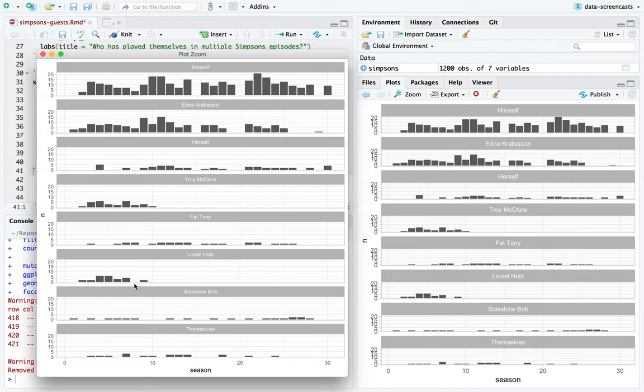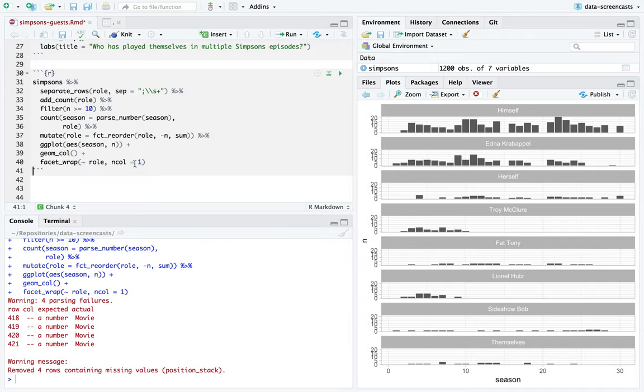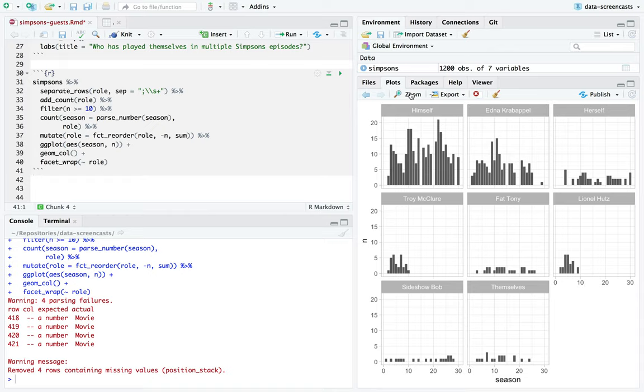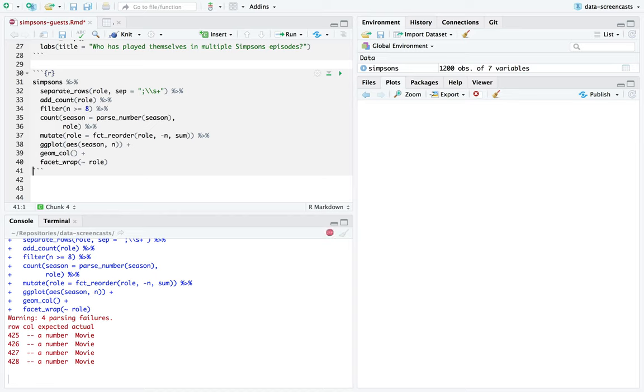Is this the right way to visualize it? Well, if we have this many, maybe doing n col one wasn't as great as I thought. This is one solid way. We could have done a line plot, but I think it's a bit too many characters. I could have done it. Let's include a few more.